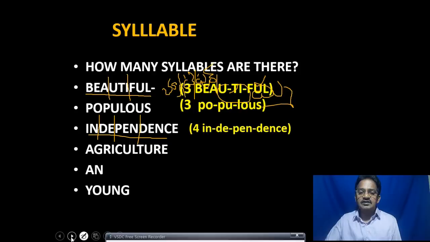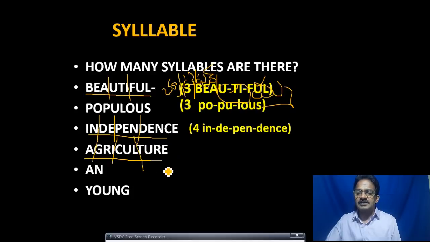Agriculture. In this word agriculture we have 4 syllables, so it is also a tetrasyllable word. Now, an. How many syllables are there? An, 1. So 1 syllable is monosyllable. Young. Young, how many syllables are there? Write in Telugu. Yang.